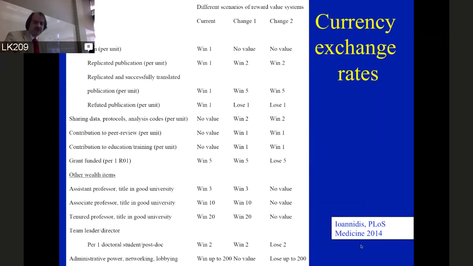And this is one example that I like to use, which is maybe a little funny, maybe a little serious. It's like an exchange market, or stock exchange, or foreign currency exchange. This is how much different things are worth. A publication is worth 1 point. It doesn't matter whether it's translated, refuted, or whatever happens with it, just publish a nice paper, that's very good. Sharing doesn't count, teaching doesn't count, peer review doesn't count. If you get grants, that counts. You can trade an R01 for five nice papers, or depending on what the field is. Then you can buy other wealth items with three Nature papers or three very nice papers.